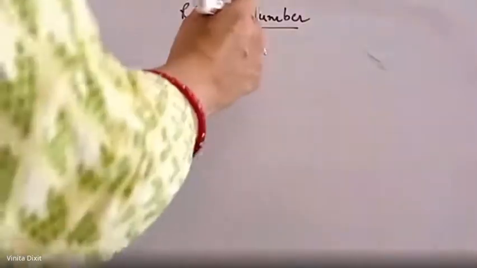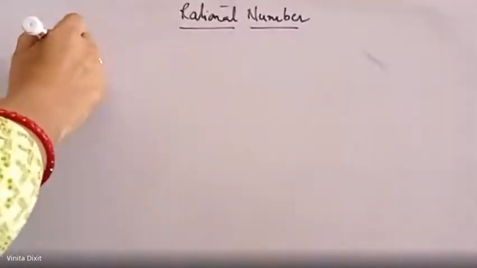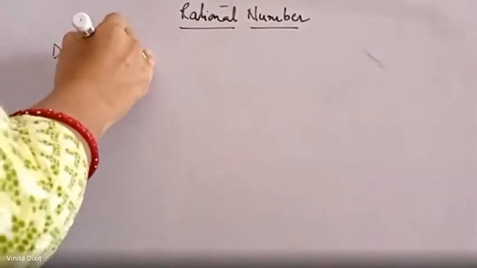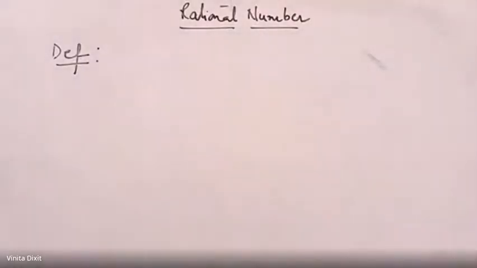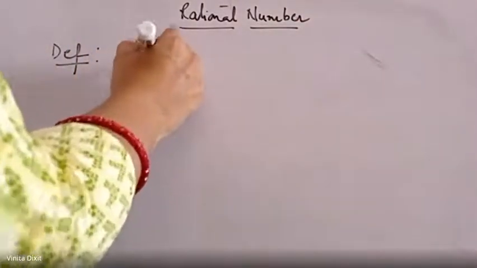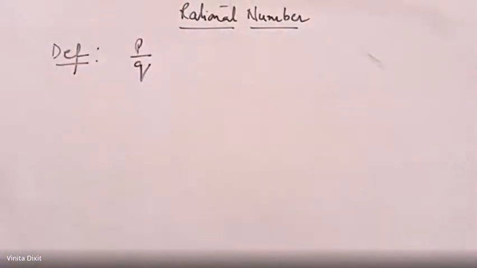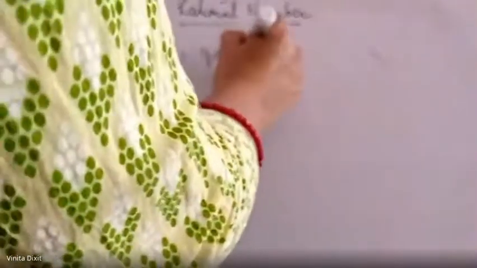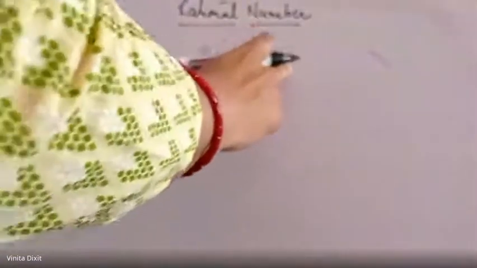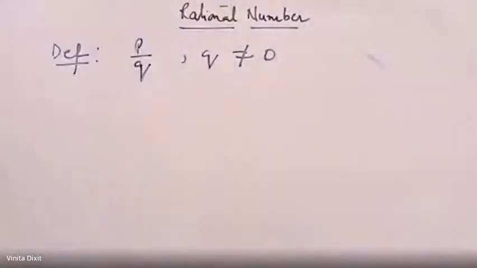Now today I will be revising the chapter rational numbers. For that, children, first of all I will be telling you the definition of rational numbers. What are rational numbers actually? The rational numbers are of the form p by q, any number of the form p by q where q is not equal to 0.